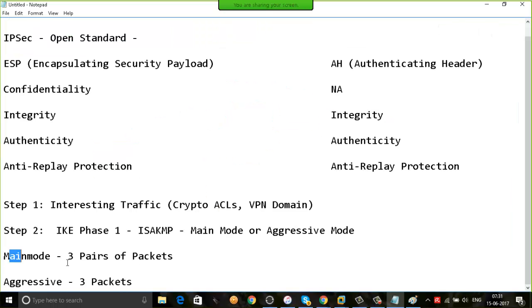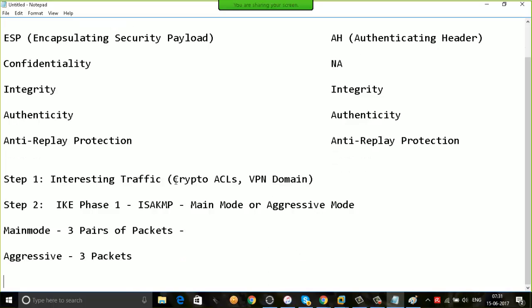So main mode, 3 pairs of packets. Aggressive mode, just 3 packets are going to be exchanged. So in case of exchange, if the other party is also agreeing upon on this, and they will be establishing a phase 1 tunnel. Whether it is going to be main mode used or aggressive mode used, if it is successfully negotiated, phase 1 tunnel is getting established.